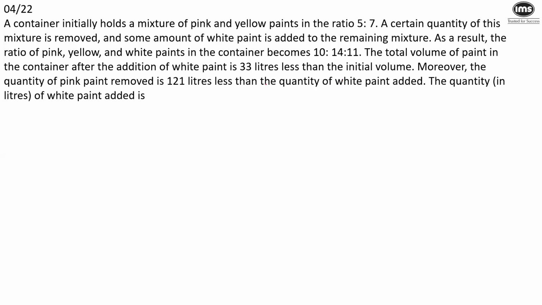The question is the quantity of white paint added. That's what gives us the starting point. Where do we start? The ratio after adding the white paint, of the 3 paints, pink, yellow, white, is 10, 14, 11. So let us take the actual quantities as 10x, 14x, 11x, pink, yellow, white. 11x is the quantity of white added.